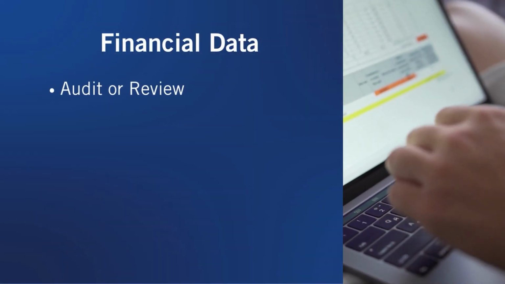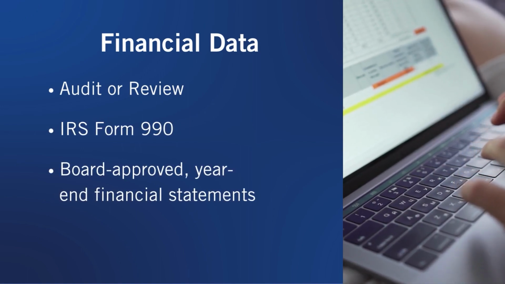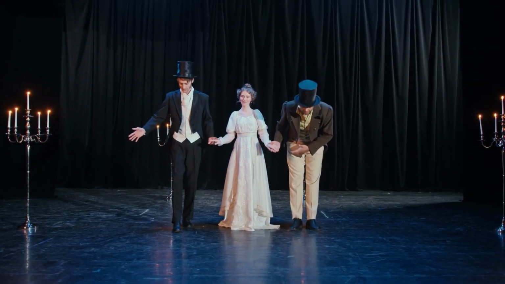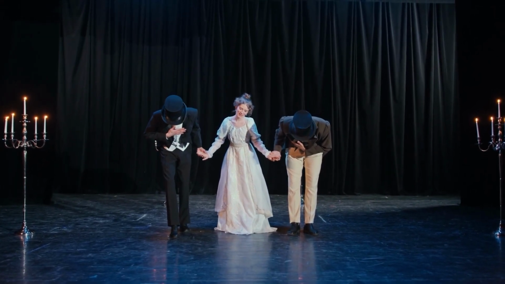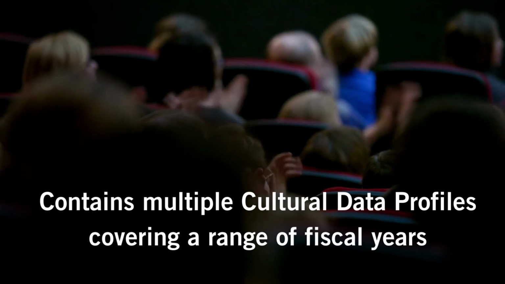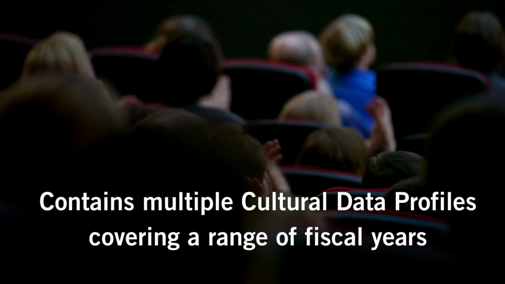Financial data can be drawn from audits, reviews, the IRS Form 990, or board-approved year-end financial statements. Programmatic data is drawn from a variety of sources as well, like ticketing software. And for many organizations, the CDP dataset contains multiple cultural data profiles covering a range of fiscal years.